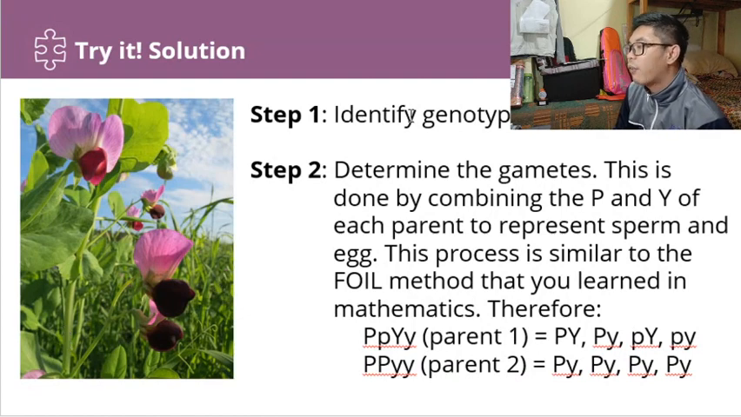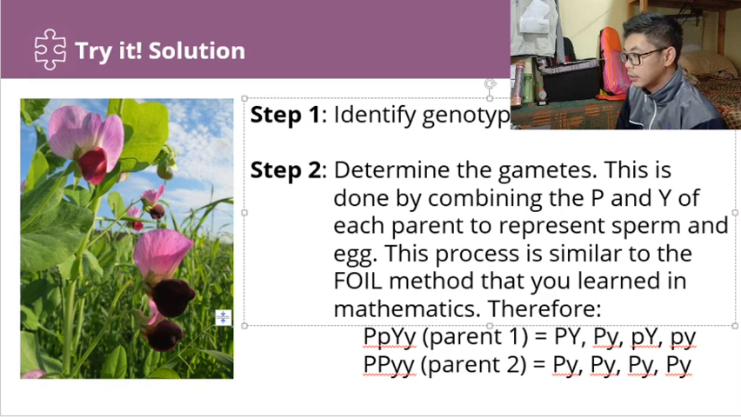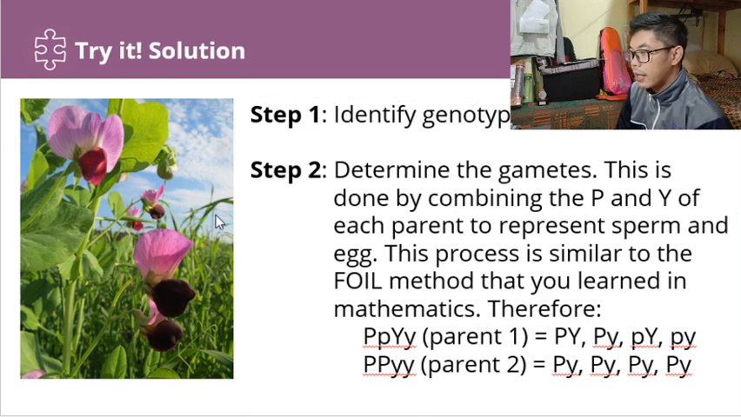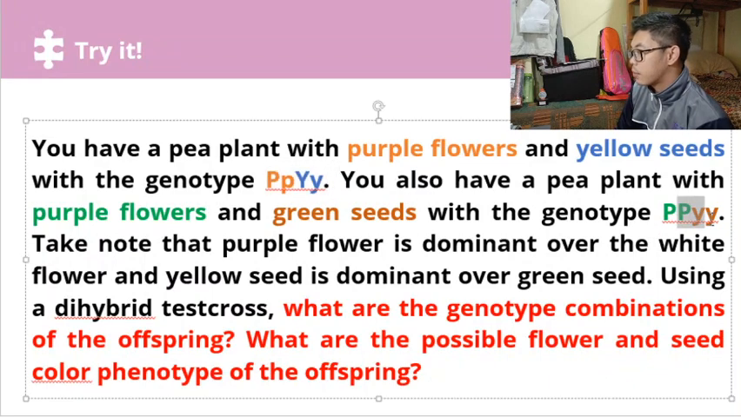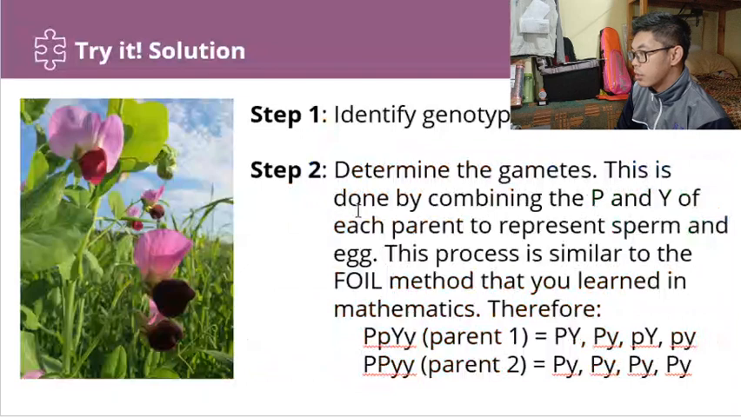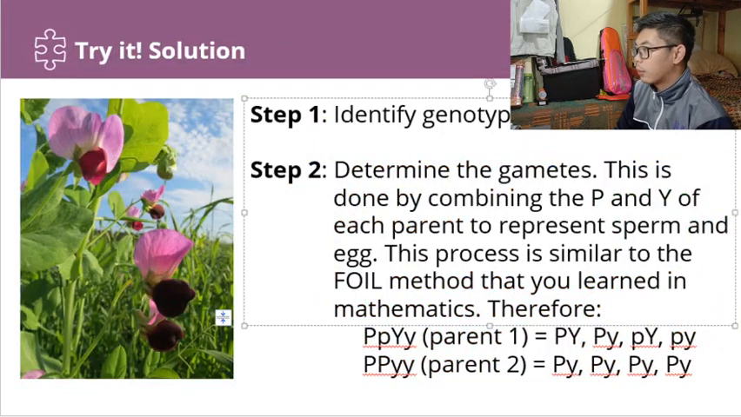So, identify the genotypes of the parents. Now, you have this one, which is your parent number one. Yung nabigay dito. Ito na yun sila. This one and this one. Ito na yun sila. Which is this one and that one. Alright, so. Tapos, step 2, determine the gametes.